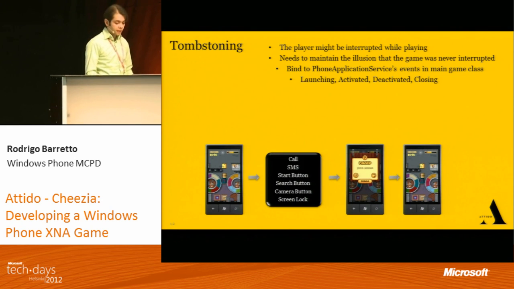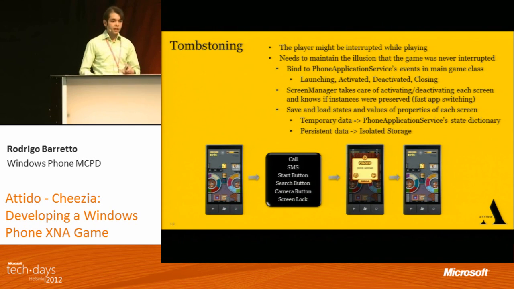And in order to do that, you do it just like any other Silverlight application. You just bind to the launching, activated, deactivated, and closing methods, and you read and write data as necessary. And you should use the Screen Manager class, the activated and deactivated methods that it provides, in order to be able to read and write all of that data. And just remember that if you have persistent data, it's not just advisable, it's required to use the isolated storage.